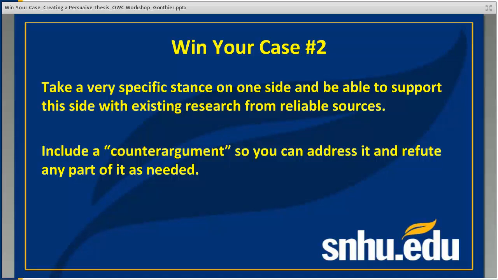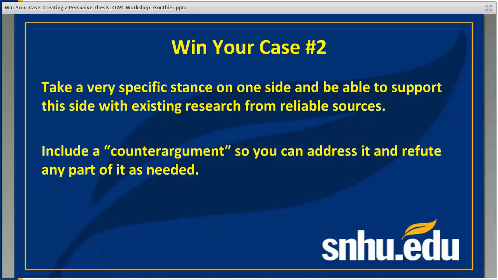Next, include a counter-argument so that you can address it and refute any part of it as needed, like I've been saying all along. So you're talking about the legalization of marijuana, and you're saying we need to legalize it for medicinal purposes. A counter-argument comes in, and then some medical scholar, doctor comes in and basically says, here are the dangers of marijuana. But then what you ultimately want to do is take that other side and show how your side is stronger. That becomes the necessary part of writing this type of paper.